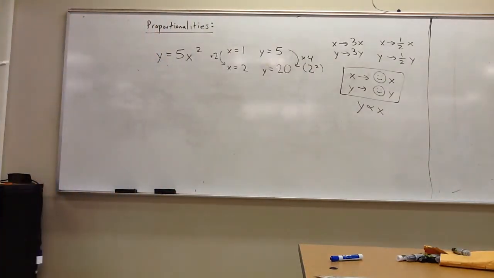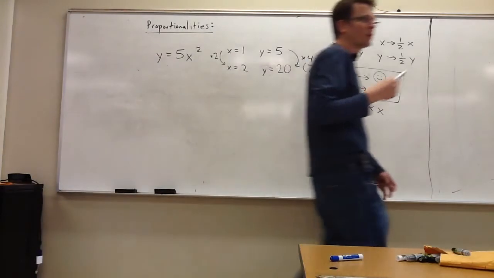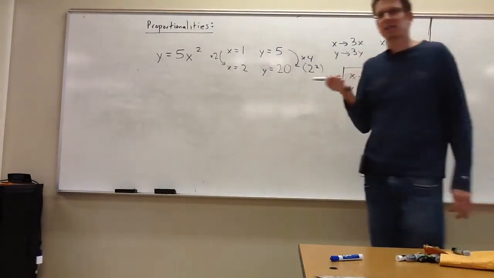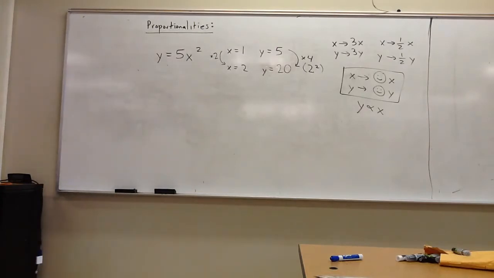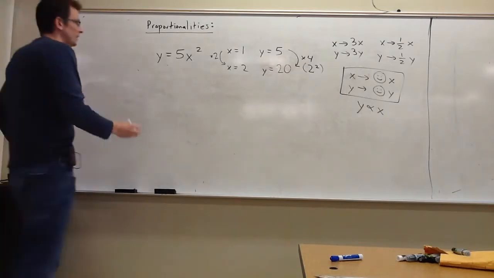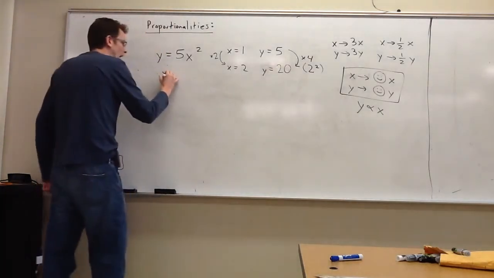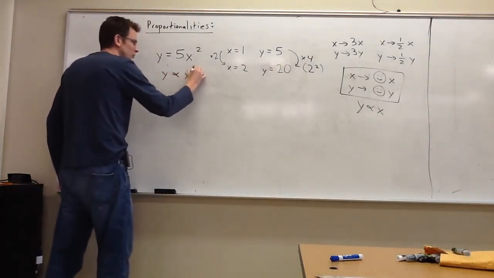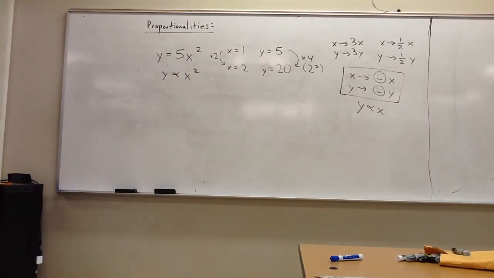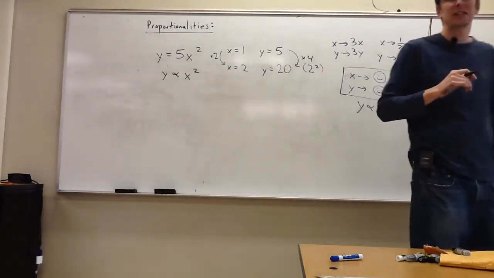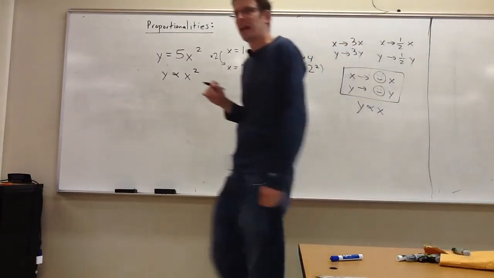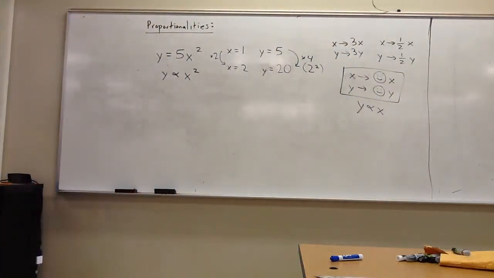And the reason why that happened is because when you do something to the value of x, x is, of course, inside a square. And so whatever you do to x is going to get exaggerated by the fact that x is squared. Okay? In fact, in this equation, we say that y is proportional to x squared. So this is another form of a proportionality. It's no longer a linear or direct proportionality. It's a different relationship that y and x have to each other in this equation.